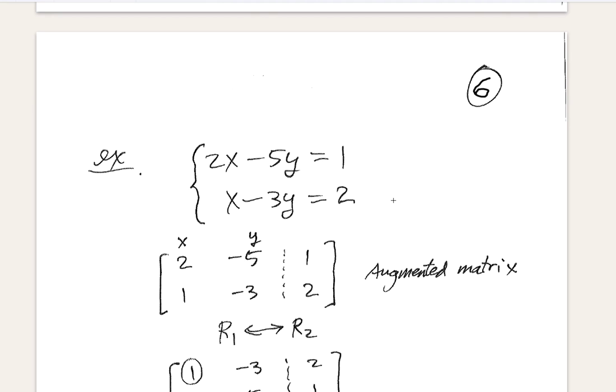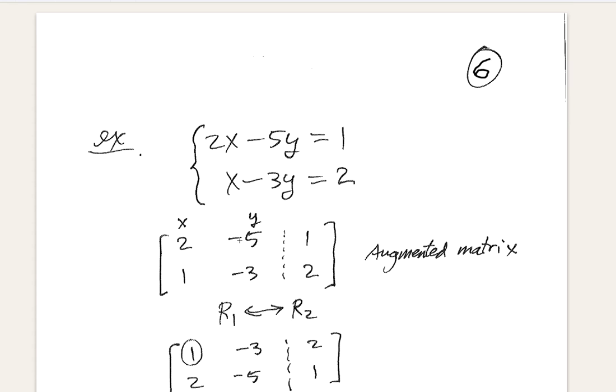Okay, let's take another one. 2x minus 5y equals 1. x minus 3y equals 2. Easy. Let's go ahead and write the augmented system: 2, -5, 1; 1, -3, 2. So we've got that down with all the labels and dashed lines, and there's our augmented matrix.